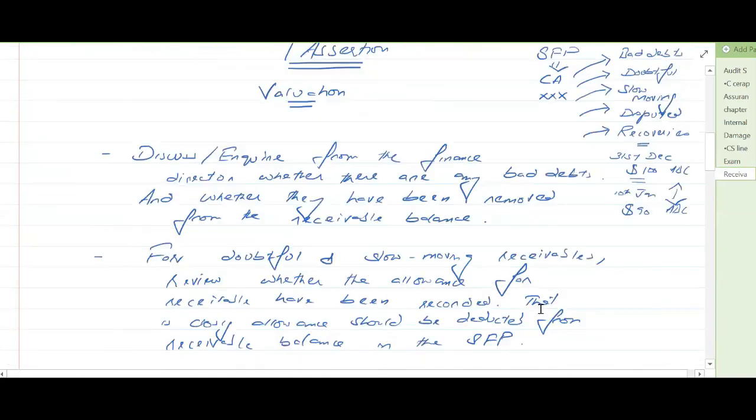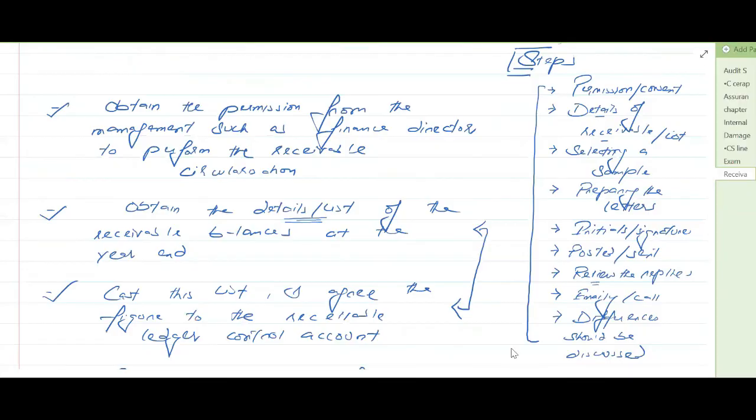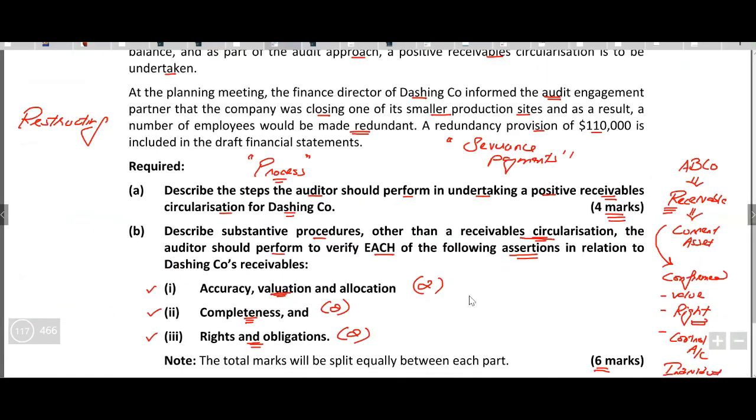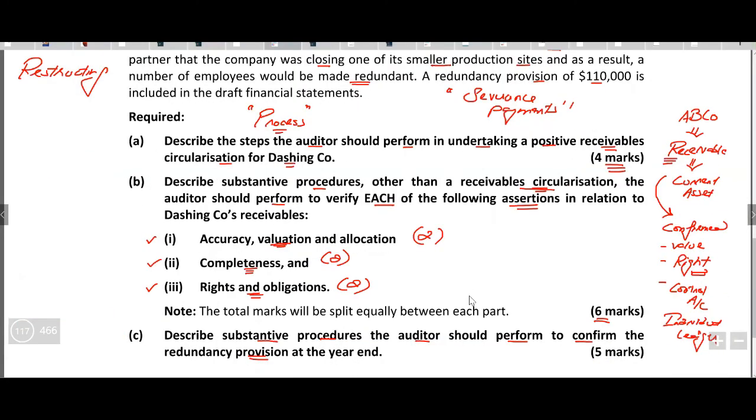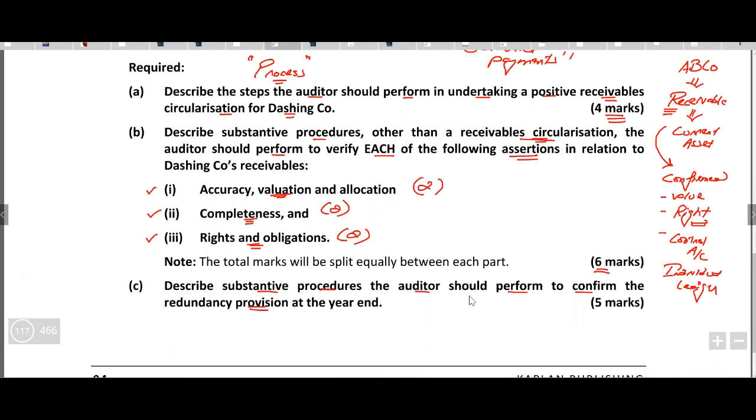So we have done a full question in which A part was related to the receivable circularization. These are again the audit procedures. B part was again the audit procedures related to receivables year-end balance. And the C part was related to the substantive procedures of redundancy provision.